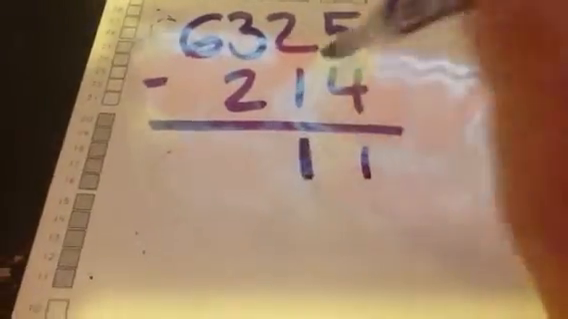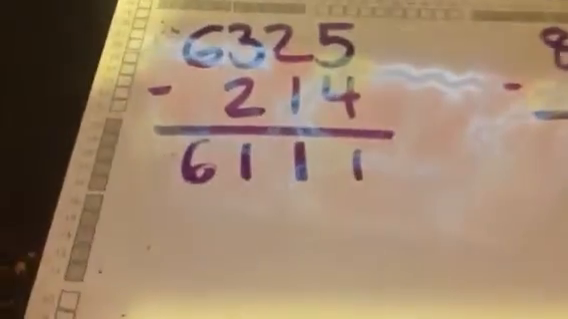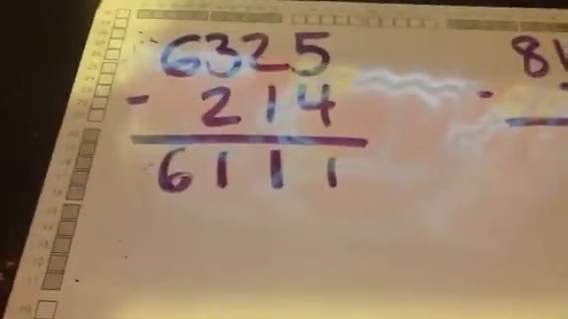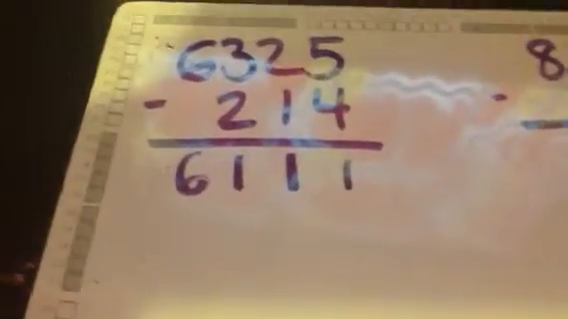If you look at this, you have 5 minus 4 is 1, 2 minus 1 is 1, 3 minus 2 is 1, and then you'd bring down your 6. So that's one type of subtraction problem, the easiest kind there is. You're subtracting, you're not regrouping.